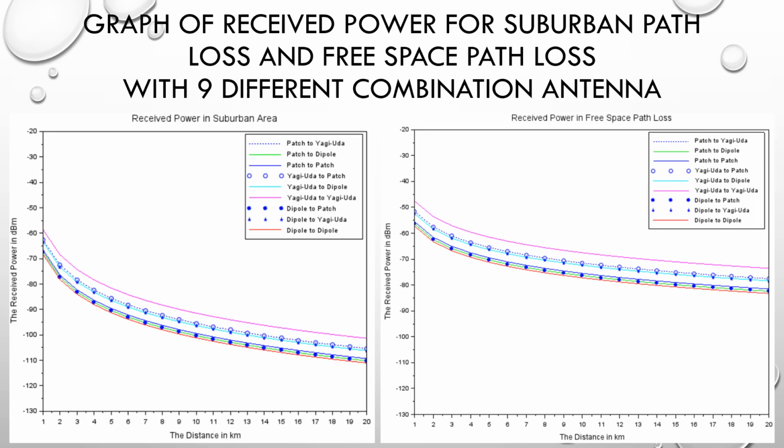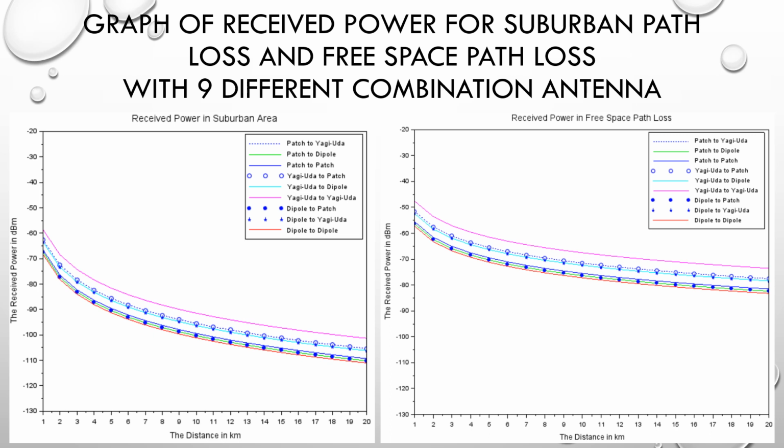Next, this is the comparison of receive power in free space path loss and receive power in suburban area. Same as the previous slide, there are 9 combinations of the antenna that will appear in both graphs, and there are 3 combinations of antenna that will overlap.